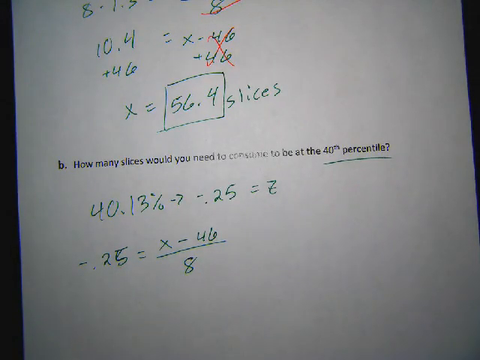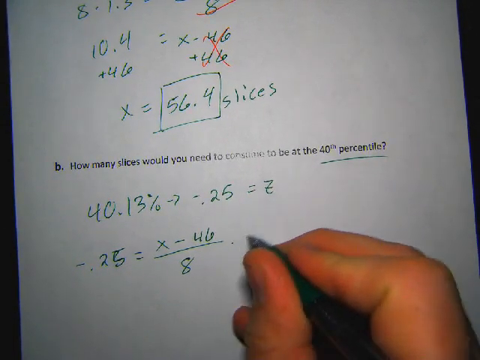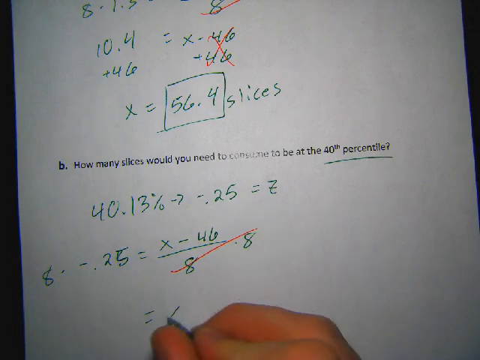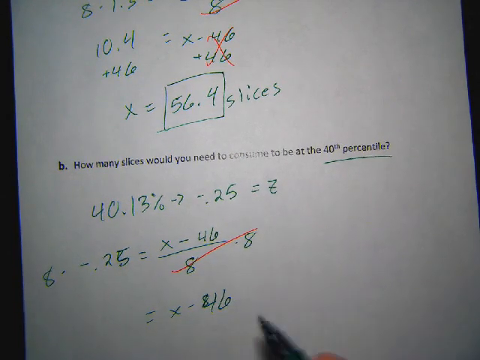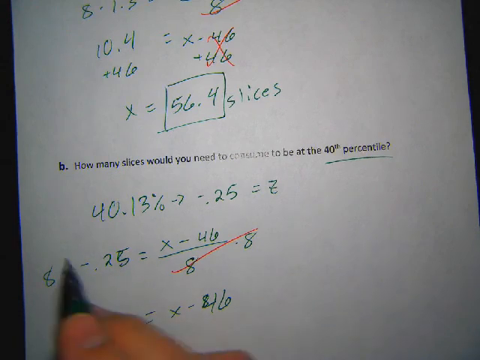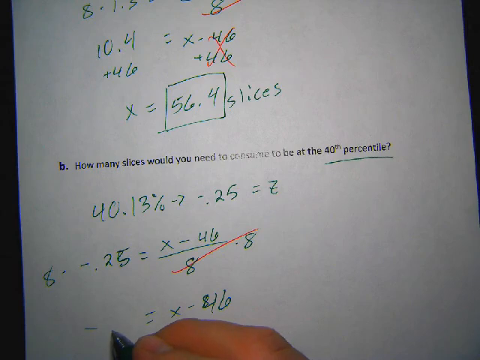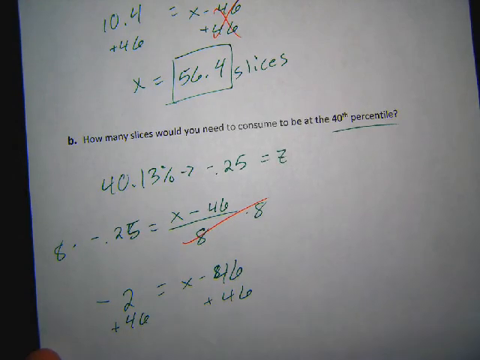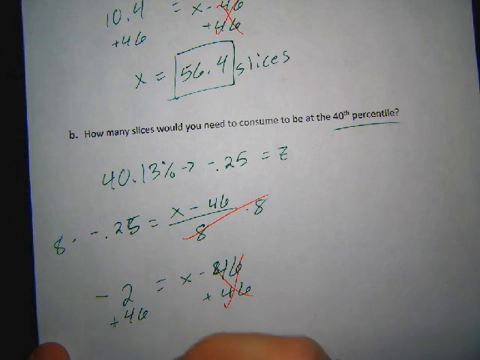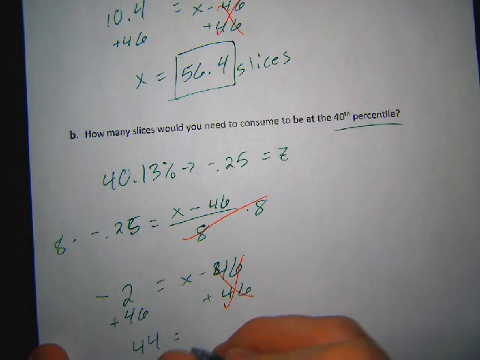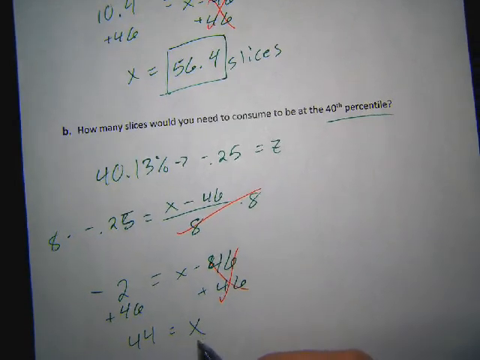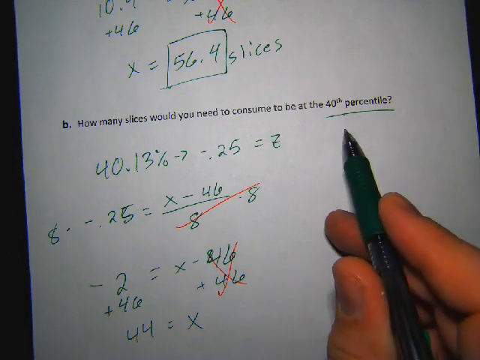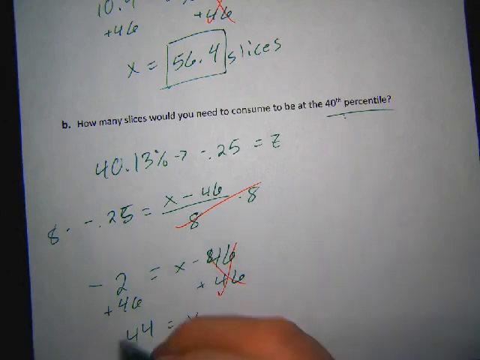And we can solve this and go back and figure out the number of slices. Here again, I'm going to multiply by 8. Cancel this. So I get x minus 46, sorry, minus 46. 8 times the negative 0.25 is going to be negative, and a quarter of 8 is 2. So I get negative 2 there. I add 46 to both sides. Get rid of this minus 46. So I get 44 is x. That is the data value. So if you eat 44 slices, that's below average, you're going to be at the 40th percentile. Still eating more pizza than 40% of people, but less than the majority, less than 60%. That's 44 slices.